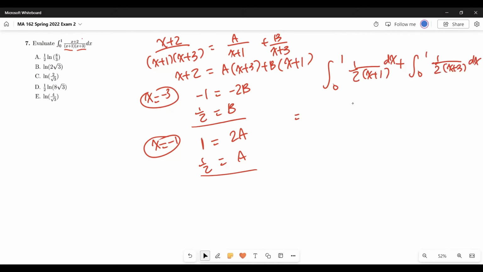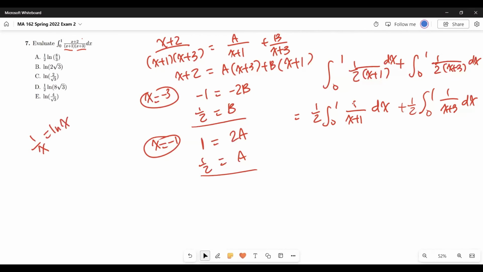You can take out the 1 over 2: 1 over 2 times the integral from 0 to 1 of 1 over (x plus 1) dx, plus 1 over 2 times the integral from 0 to 1 of 1 over (x plus 3) dx. And if you remember this formula, the integral of 1 over x is ln x. So it's the same logic. If you see 1 over (x plus 1), this becomes 1 over 2 ln(x plus 1) integrated from 0 to 1, plus 1 over 2 ln(x plus 3) integrated from 0 to 1.